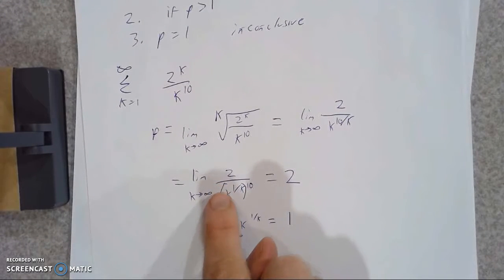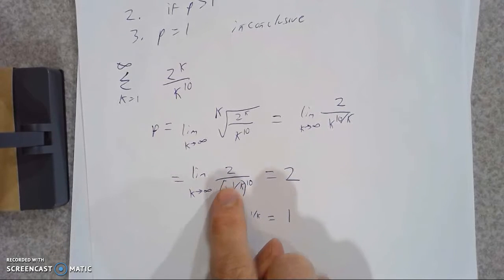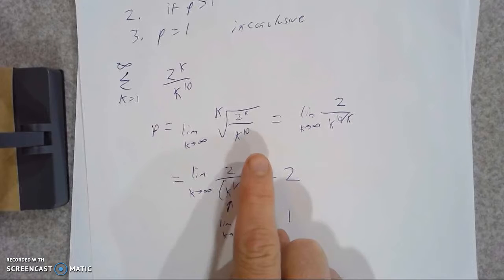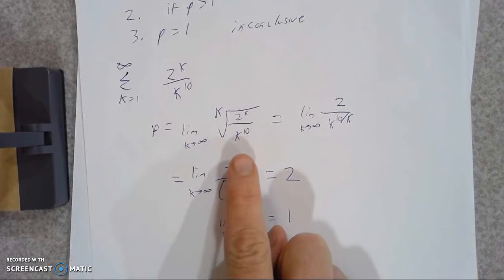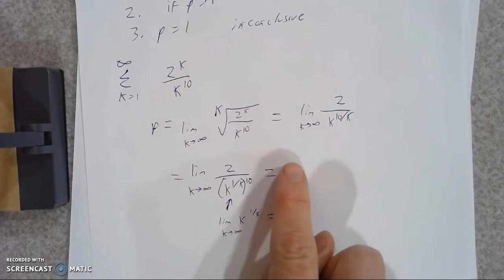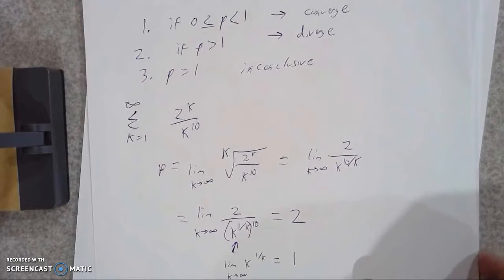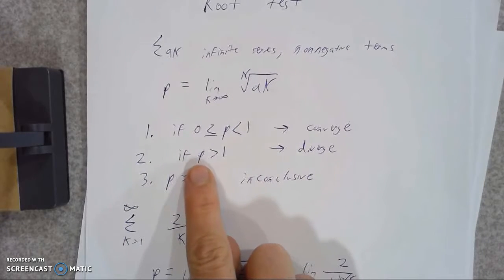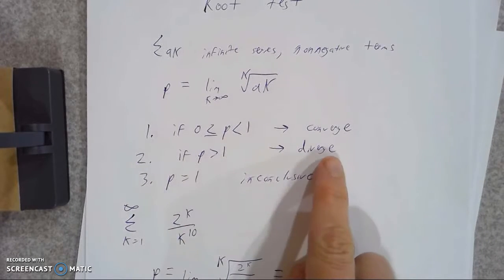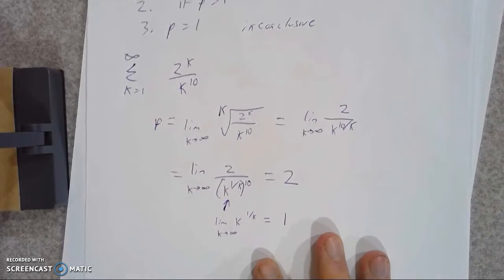Well, we know that the limit of k to the 1 over k is 1. We've done that limit in the past. So this becomes then 2 over 1 to the 10th in the limit, which is 2. So this is 2. And if we go back to our test, if this limit is greater than 1, the series diverges. So we have a divergent series.